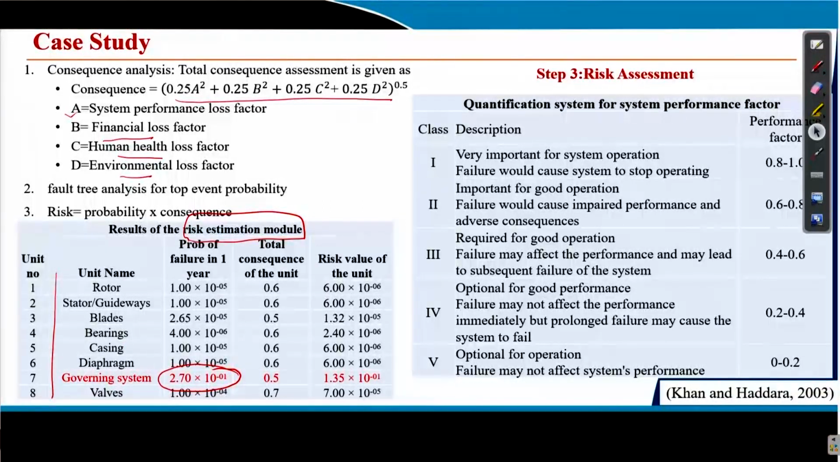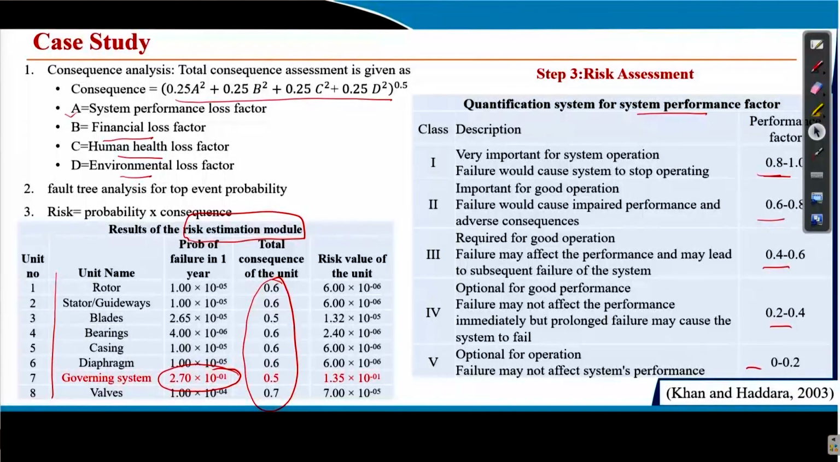And then also we found that in Khan and Amyotte's paper, how to quantify the system performance point of view, the loss factor. So he has given these 5 different criteria, very important to optional, and what could be the performance factors that these values are taken into consideration. So now using this information that we are showing you here, we found out the consequence of the different units like this.